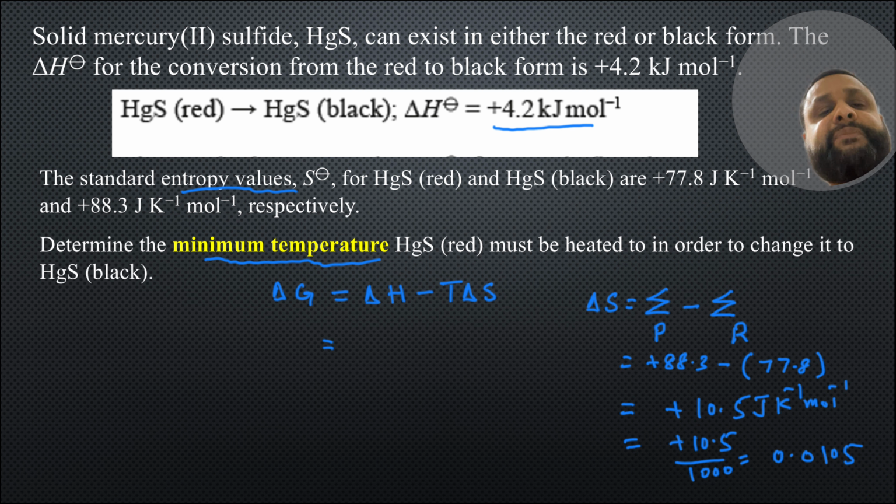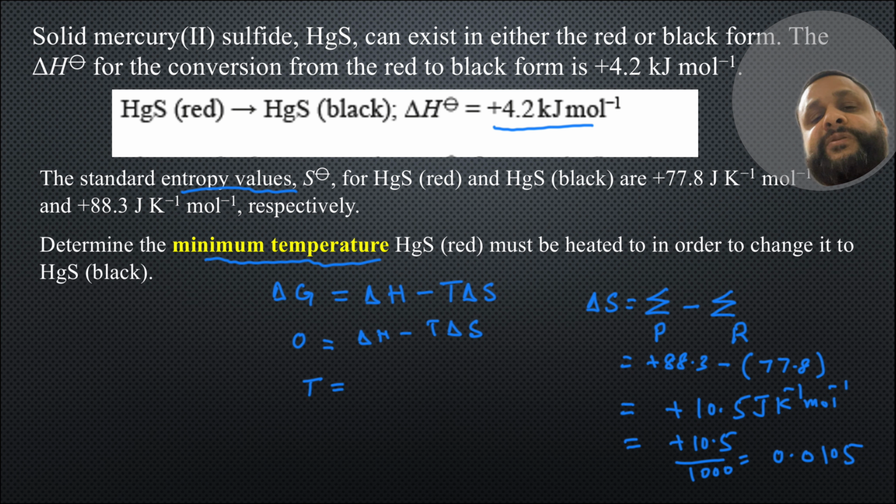So let's substitute these values into this equation. We need to work out the minimum temperature. So we know delta G needs to be below 0 for a reaction to be spontaneous, so we're going to assume delta G will be equal to 0. So 0 will be equal to delta H minus T delta S. Let's rearrange for T.